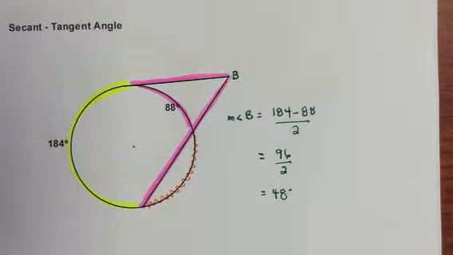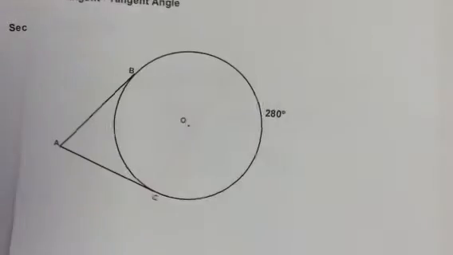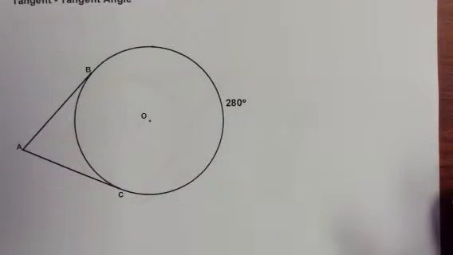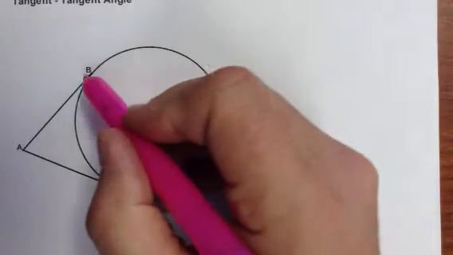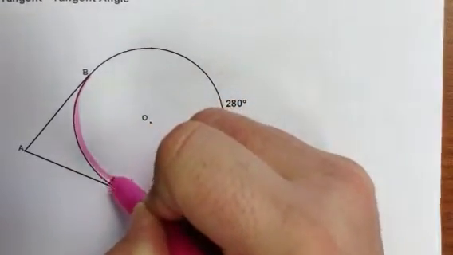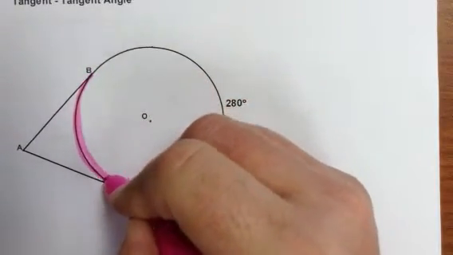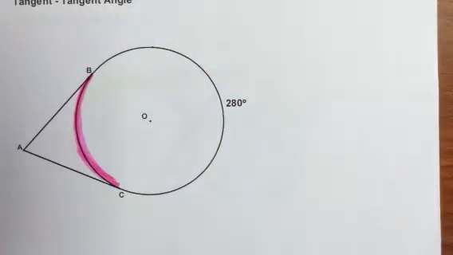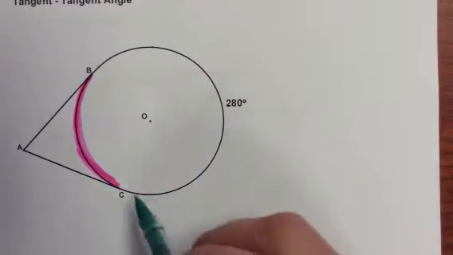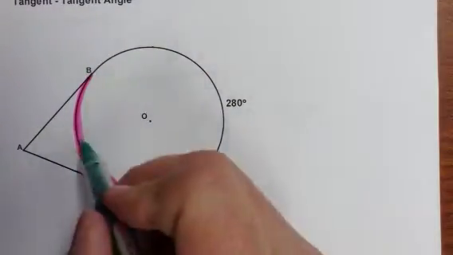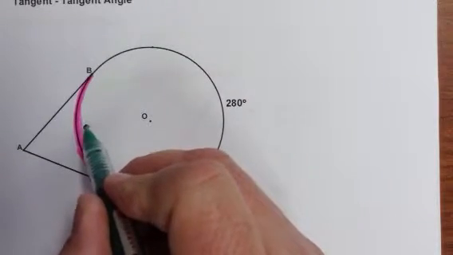Next one is a tangent-tangent angle. A tangent-tangent angle should look a lot like the two-tangent theorem because it's an angle formed by the intersection of two tangents. And if I want to find the measure of A, I need to find its minor arc, the arc that is closest to the circle, to the angle. So if the entire circle has a circumference of 360 degrees, then that arc is 80.